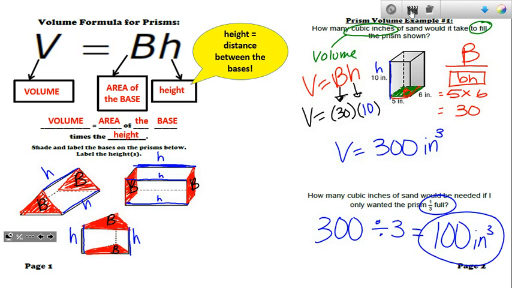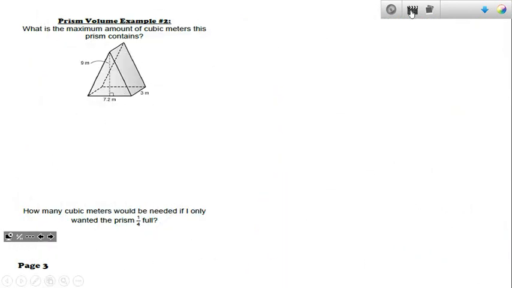Okay, pause if we need to. Alright, moving on to the next page. Prism volume example number 2. What is the maximum amount of cubic meters this prism contains? Once again, we have that word cubic there, and we also have another word, contains. Cubic contains. So we are doing volume. What's the formula again? Volume equals big B H.